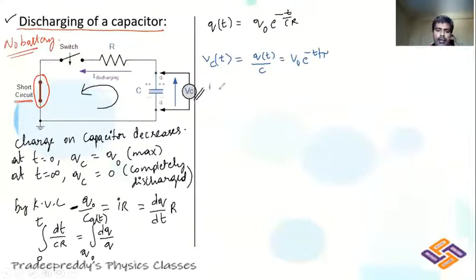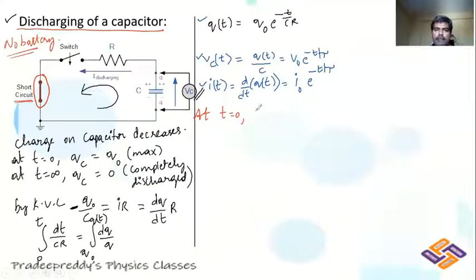I want to find out current at any instant of time. This gives you d by dt of q of t. So differentiating that, you will get current as I naught into e power minus t by tau. So we have charge, voltage across the capacitor and current in the circuit. We have all these three values. You can now substitute t is equal to 0 at any instant of time. Like at t is equal to 0, what do you get?